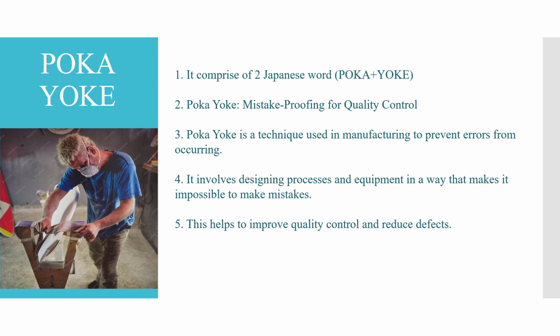It is a very useful technique which is particularly used in the manufacturing sector to prevent errors from occurring. It is also found that many design processes and equipment are designed in such a way that it is impossible to make the mistake, so that there will be fewer chances of error in the process, and ultimately this Poka Yoke technique will help to improve the quality control process and reduce defects in the process. So this is the basic definition and basic concept of Poka Yoke.